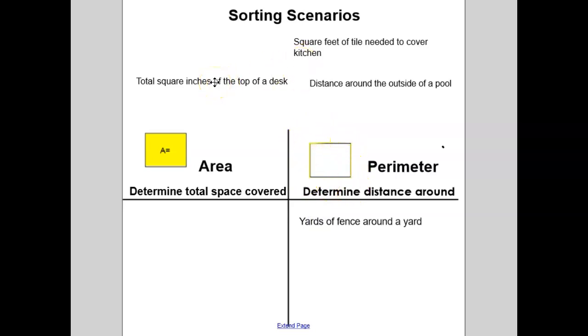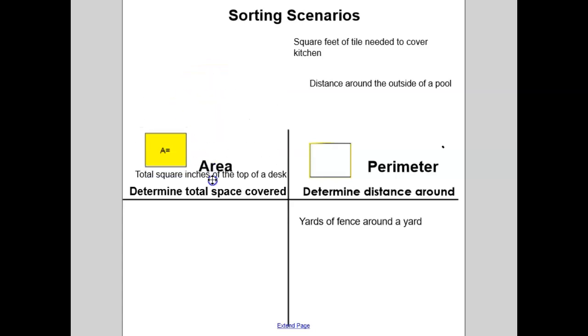Okay, I'm going to do one more with you. The total square inches of the top of a desk. I know at school we have rectangular desks. And I know if I'm trying to find the total square inches of the top of a desk, I'm trying to figure out the total space covered by the top of the desk. Not just the outside of the desk, the total square inches. So is this an area or perimeter problem?